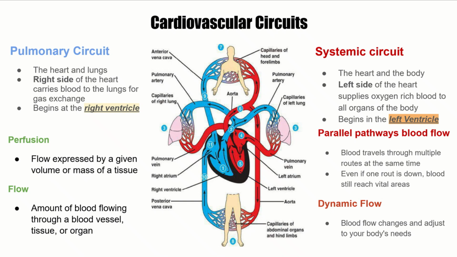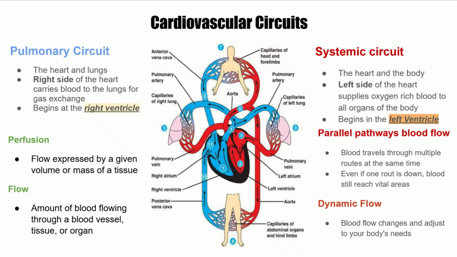The systemic circuit is going to pertain to the heart and the body. The left side of the heart supplies oxygen-rich blood to all the organs of the body and begins in the left ventricle. Once blood has been oxygenated, it will come into the left atrium from the right and left pulmonary veins, past the bicuspid valve to the left ventricle, and the left ventricle will contract that oxygen-rich blood to the remainder of the body by pushing it through the ascending aorta, where it branches off into the other arteries.